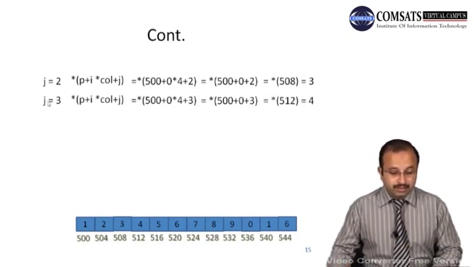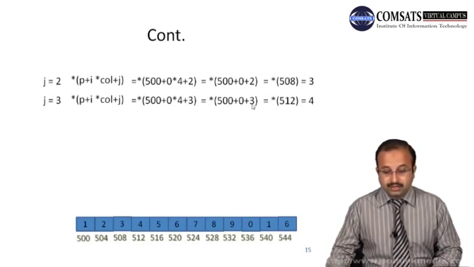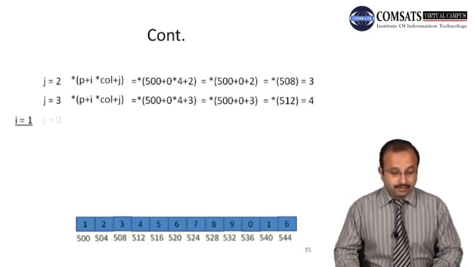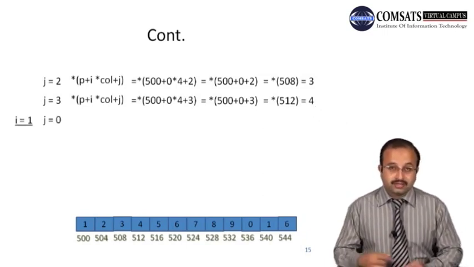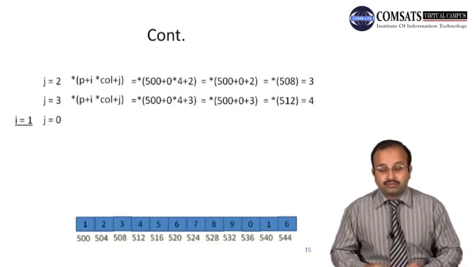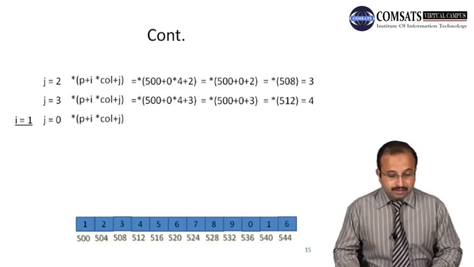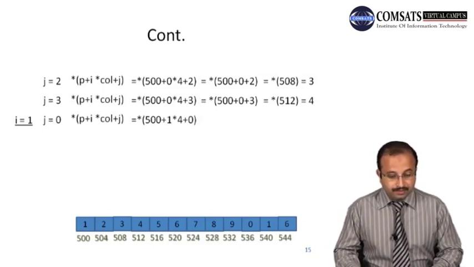Next, the value of J is 3, so it becomes 500 plus 3, and that is 512, and *512 means value at address 512, that is 4. Then the value of I becomes 1. J again starts from 0 and goes to 3. So when J is 0, this is the expression we have to evaluate.